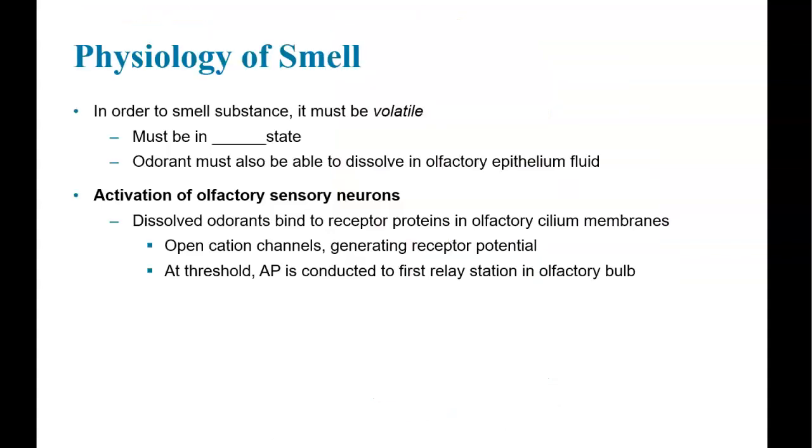So in order to smell a substance, it has to be volatile. So it has to be in a gaseous state. And the odorant has to be able to dissolve in olfactory epithelium fluid. And the activation of olfactory sensory neurons happens because the dissolved odorants bind to receptor proteins in the olfactory cilium membranes.